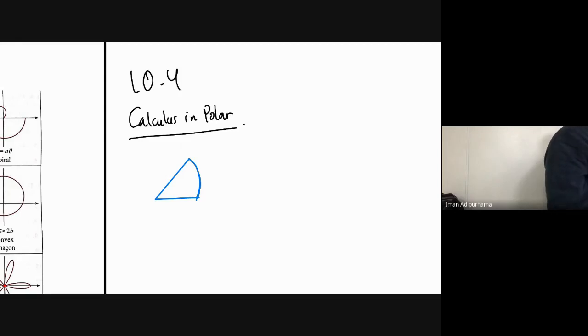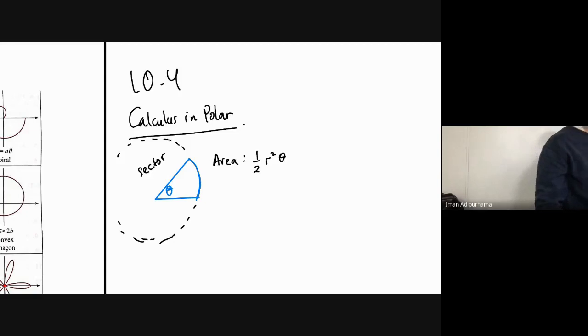Okay, let's say this is part of a circle. We call this a sector. So this is actually from a circle. Yeah, let's say that's the circle. The area of the sector is half r squared theta. Okay. And by this area of the sector, we will approach the calculus with the sector area. Okay.